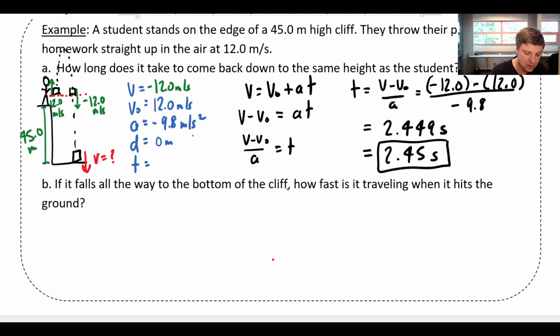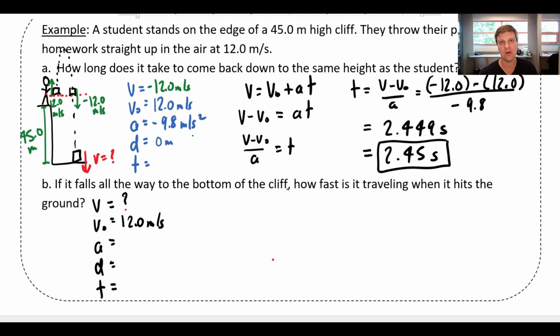Now I'm going to set up a new set of variables here: v naught, a, d, t. Because while some of the things are the same, some things have now changed because I'm all the way down here at the bottom of the cliff. So for example, my initial velocity is still 12 meters per second. That's the same. But my final velocity is, I don't know. My acceleration is still negative 9.8 meters per second squared, but my displacement is not 0 anymore.